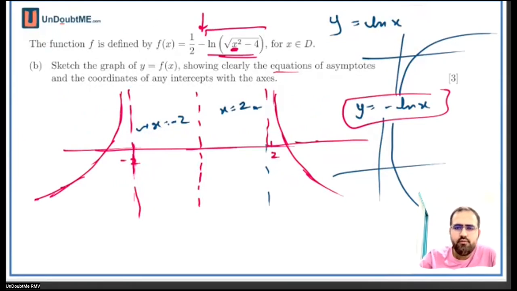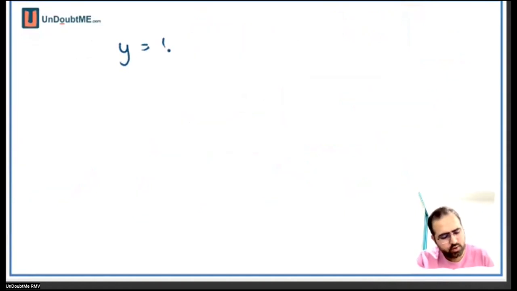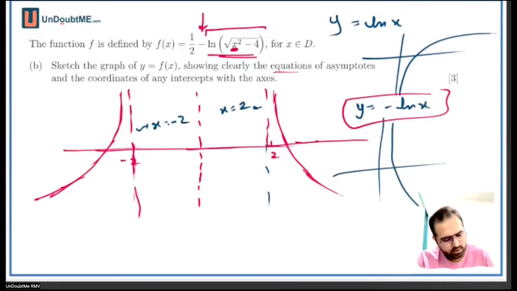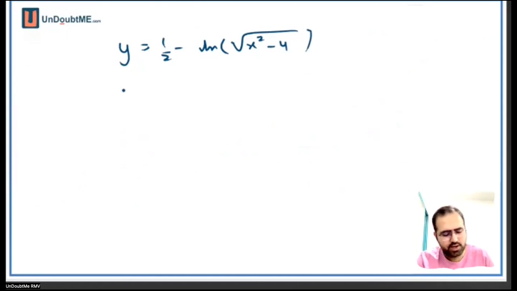Intercepts will be 2.592 and negative 2.592, which we can just directly get from the graph. Apart from that, is there anything else in this? So the horizontal asymptote is... y is equal to 1 by 2 minus ln of root of x square minus 4. We need to make x the subject.